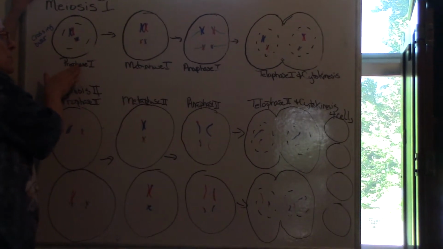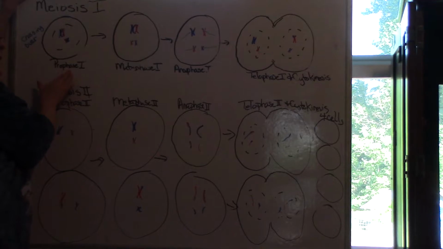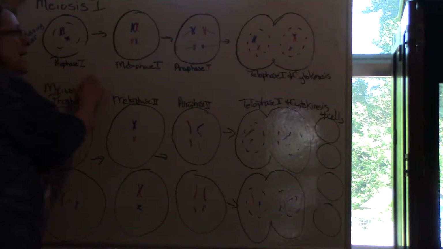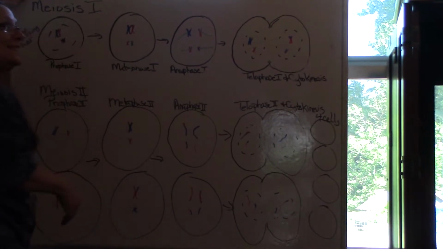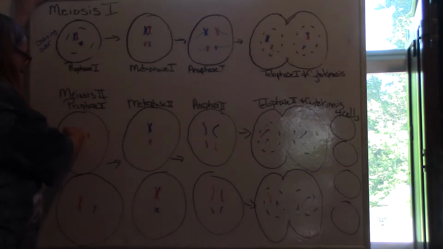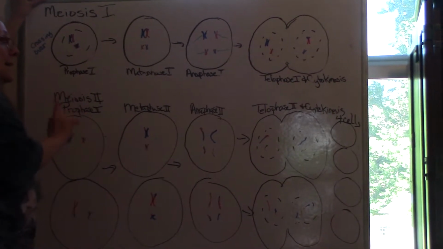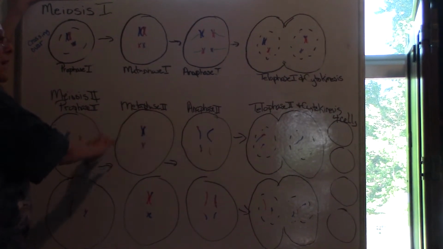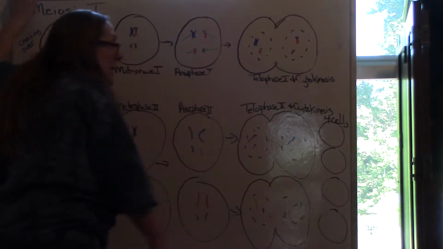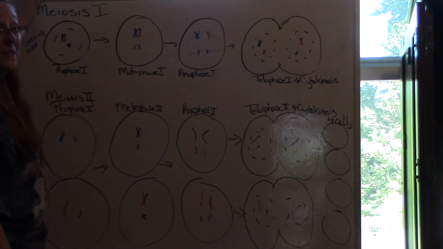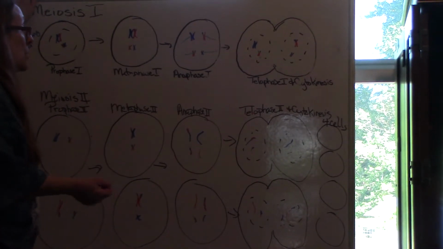The primary spermatocyte undergoes meiosis 1. So this would be a primary spermatocyte. And the result of meiosis 1 would be 2 secondary spermatocytes. Each of those would undergo meiosis II, and each of them would produce 2 immature sperm called spermatids. That's spermatogenesis. That's how it works.